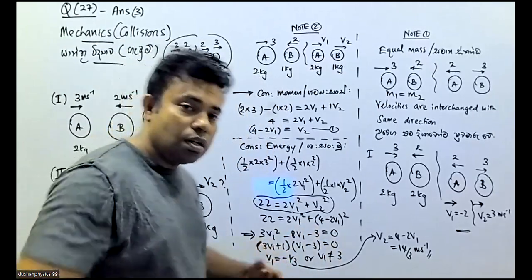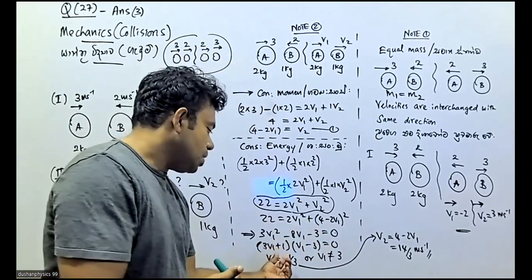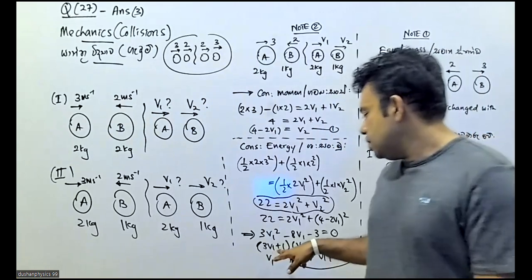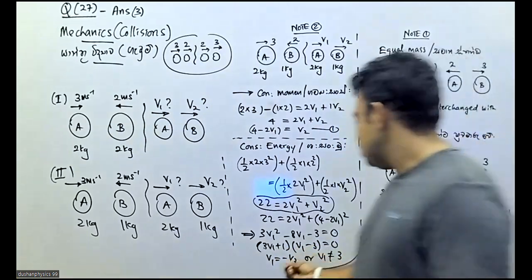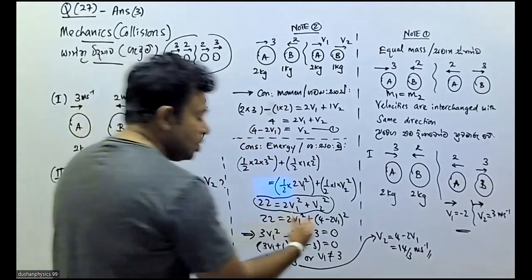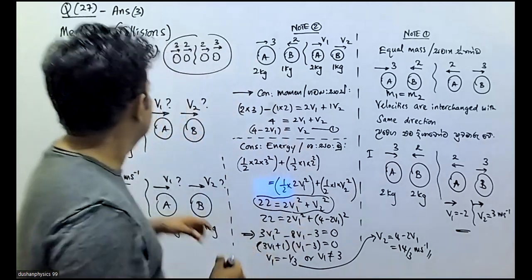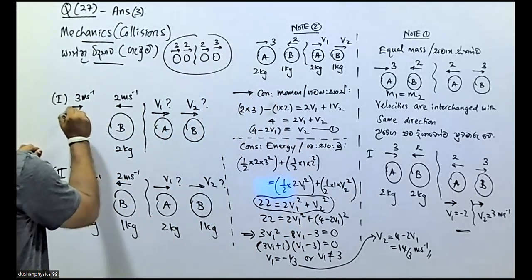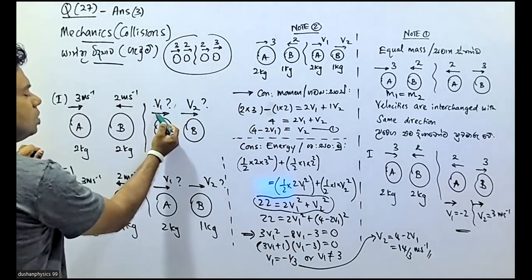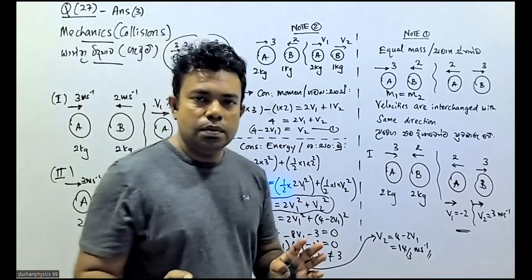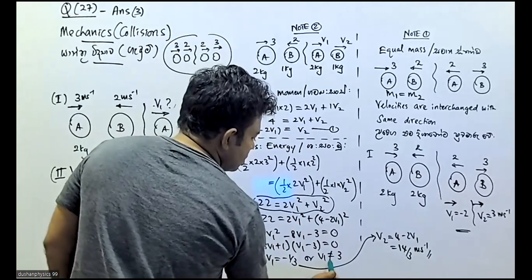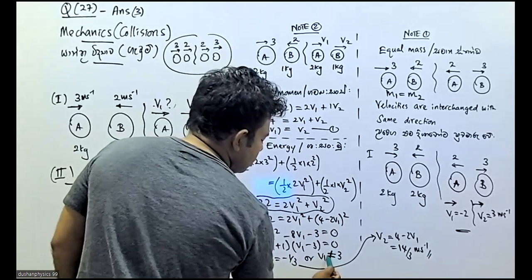If you take the factors, they are 3 V1 plus 1 into V1 minus 3. Therefore V1 equals minus 1 over 3, or V1 equals 3. But V1 can't be 3. Why? Initially it was also 3. Can it be 3 again? Keep in mind, that can't happen. Therefore, I can't take V1 as 3. That's why I have just cut it.